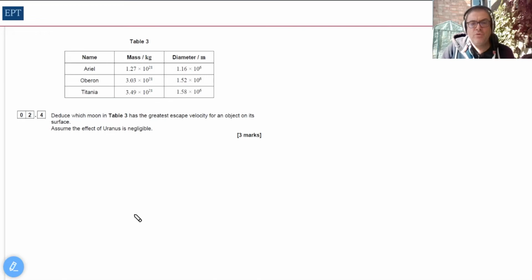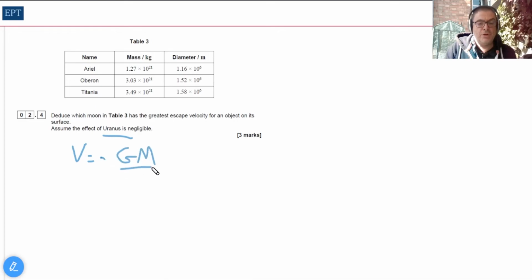In 2.4, we've been asked to find out which of the 3 other moons of Uranus has a greatest escape velocity for an object on its surface, and it tells us to just ignore Uranus in this calculation. Well, this is a potential energy, kinetic energy question, so we know that the potential energy on the surface of the planet, technically it's minus, is going to be GM over r, and that's going to be turned into kinetic energy completely if it's going to escape, which we know is half mv squared.